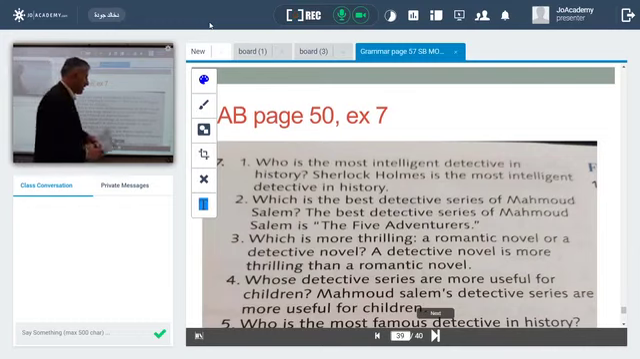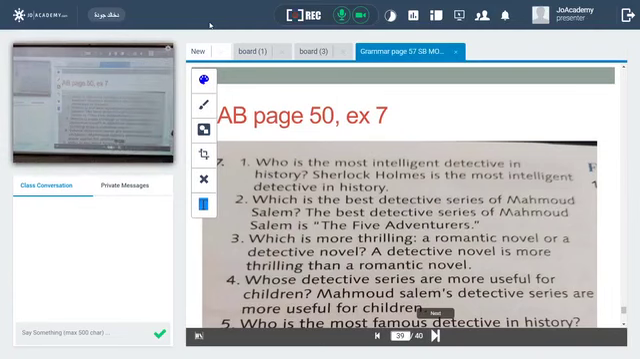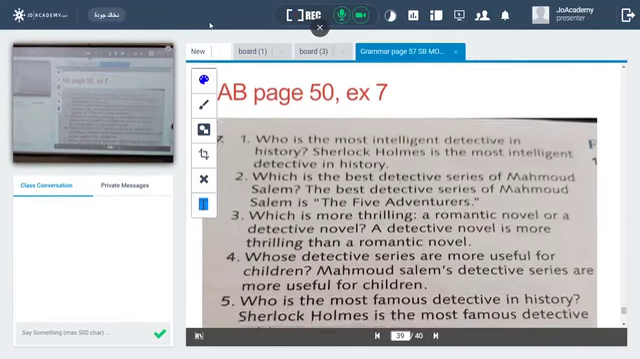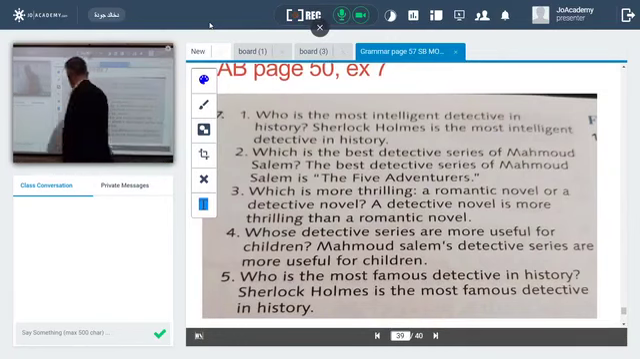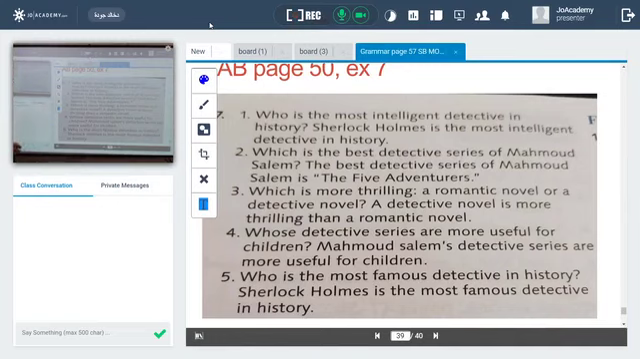And the final one is: who is the most famous detective in history? The answer is, Sherlock Holmes is the most famous detective in history. By this, we come to the end of section 2 of our activity book.